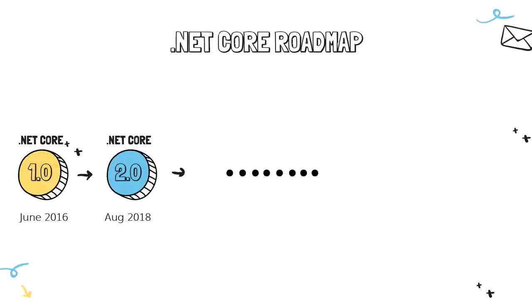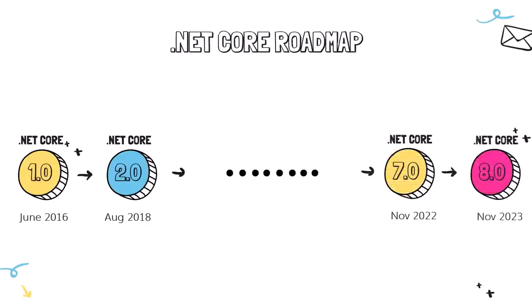Then in August of 2018, Microsoft released the next version of .NET Core, which is .NET Core 2.0, and after that the team has been very active in releasing new versions of .NET Core. Lately they have finalized that in November each year they will release the new version with new features. So in November 2022, .NET 7 was released, and .NET 8 will be released in November of 2023.